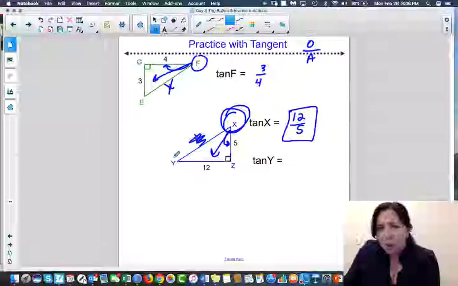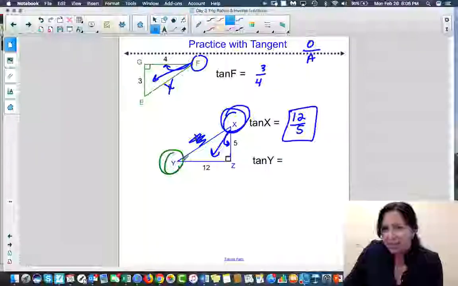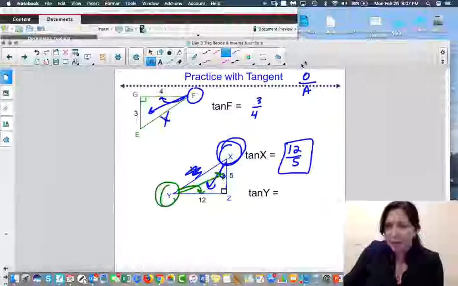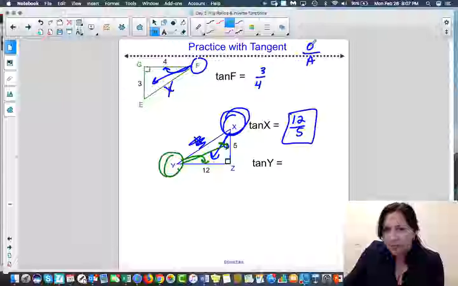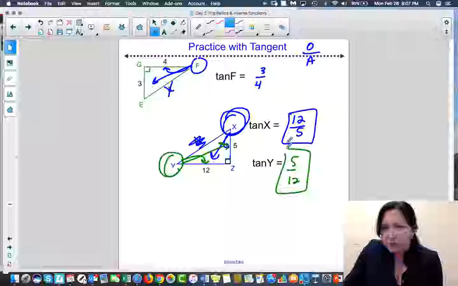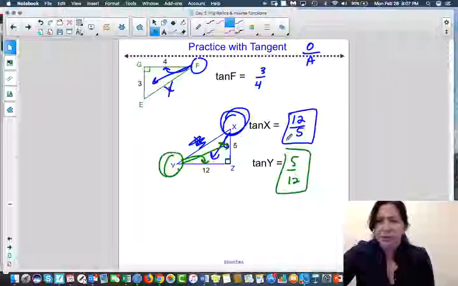So tangent of y, now we're going to put ourselves here. Tangent, opposite over adjacent. Again, tangent is always going to be opposite over adjacent. So that's going to be 5 over 12. And you always try to reduce these if you can. None of these are reducing.